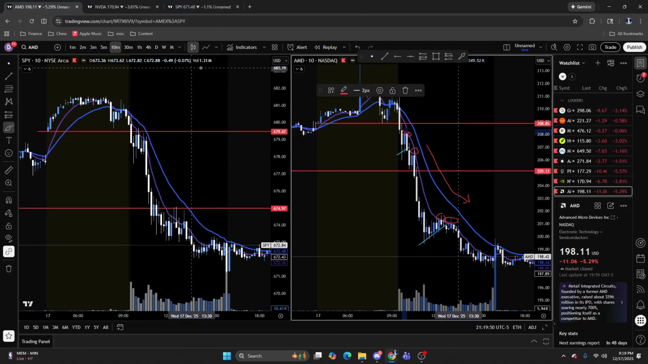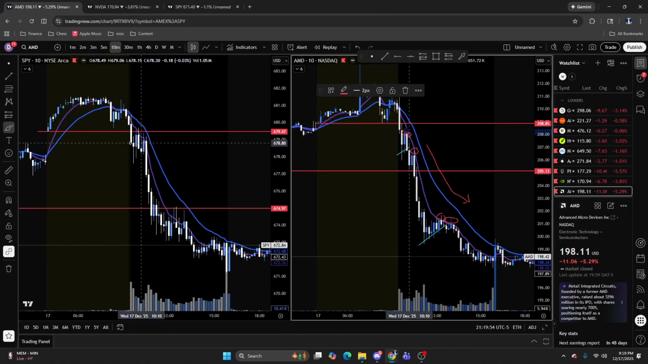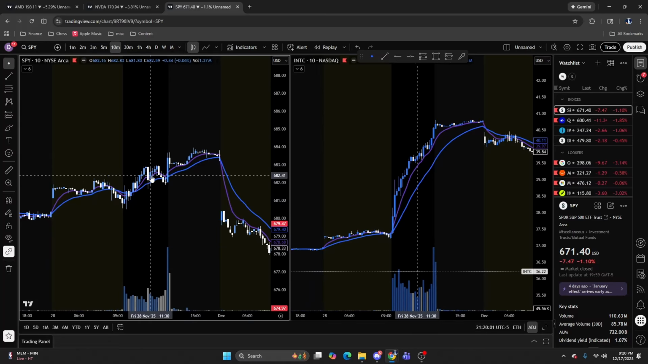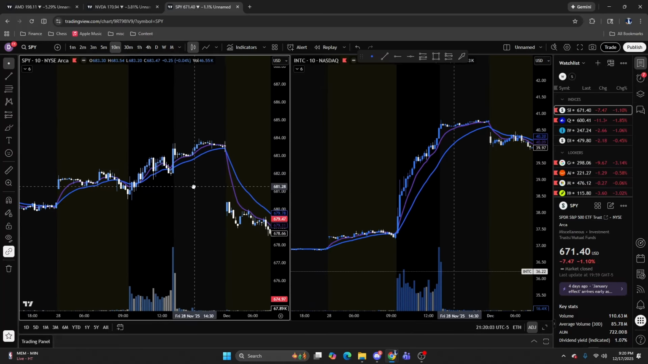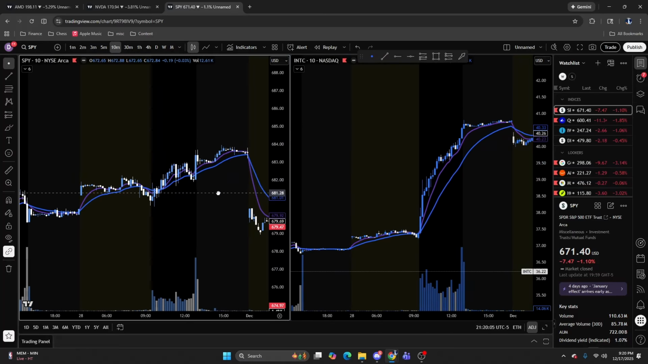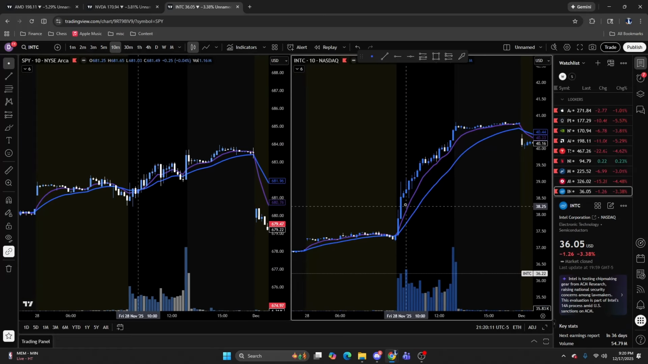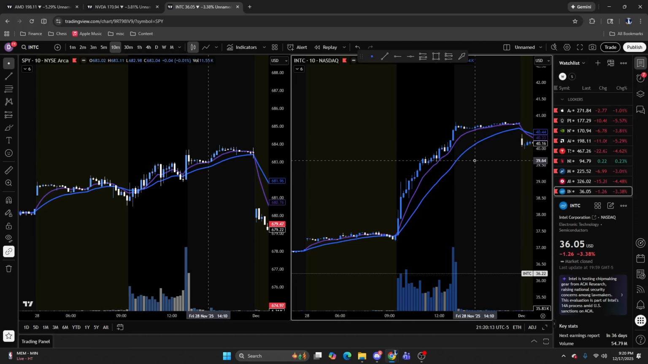Now these are downtrend types of moves and examples, so I just want to go over an uptrend type of example. Right, so SPY this Friday was making an uptrend. Okay, Intel was making an uptrend, but it was way cleaner. Notice how smooth this is.